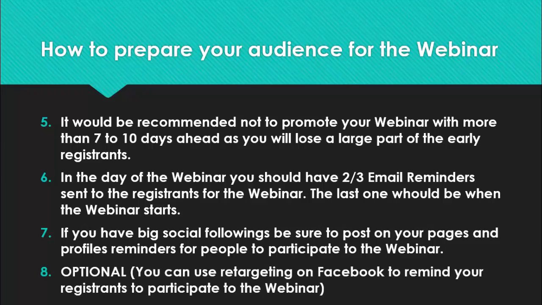Now, an optional thing that you can do, and a lot of people conducting webinars on the web right now are doing this successfully, is that they use retargeting, for example on Facebook, but you can use retargeting also on Google and other ad platforms. They use retargeting on Facebook to remind their registrants to participate in the webinar. And this is optional because you already remind them through the email sequence that you have created. But for example, 2 days before the actual webinar, you can start promoting an ad to the people that registered for the webinar, in which you remind them to participate.